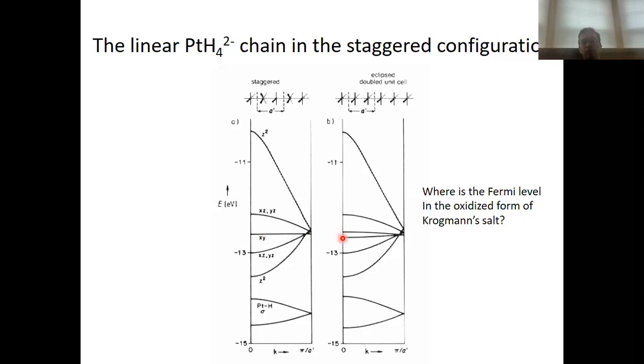Okay, so you see here the very narrow band for the dxy in the eclipsed conformation. You see here that this band now becomes completely flat because the interactions between the dxy orbitals are entirely non-bonded.